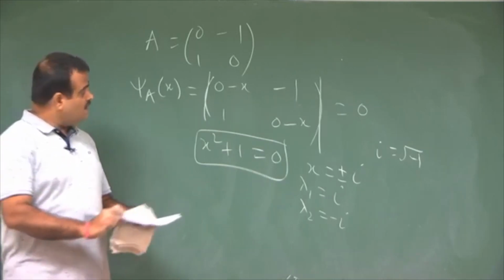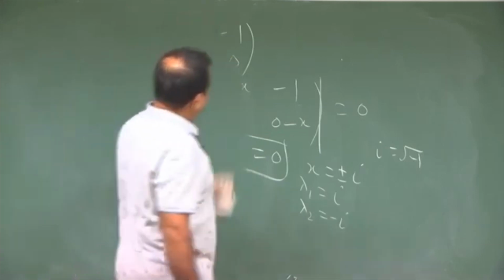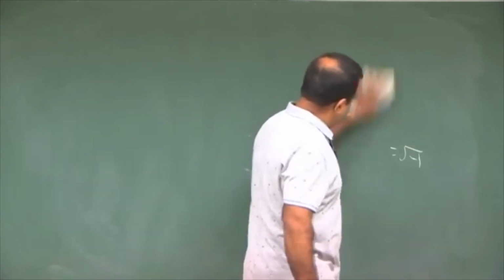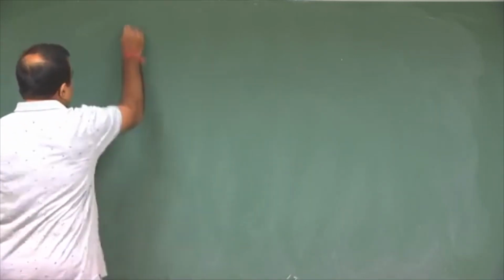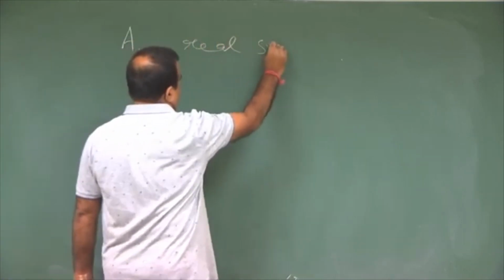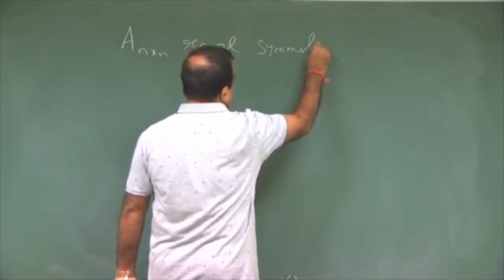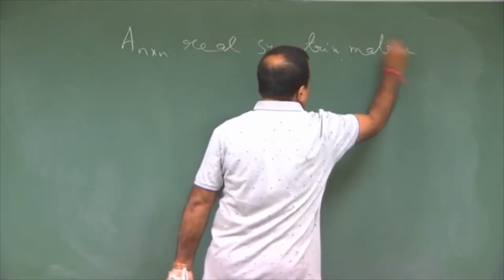Okay. But if A is a symmetric matrix, then the eigenvalues come from the same field. So, suppose A is an n by n real symmetric matrix, then all eigenvalues are real.